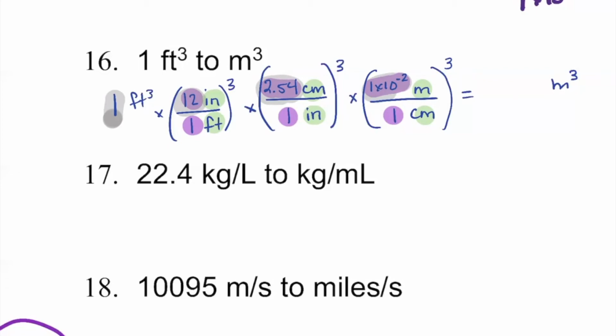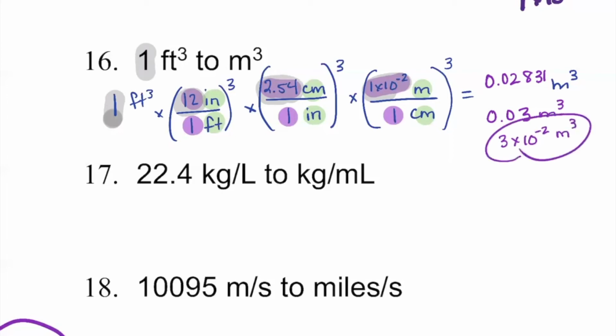So on my calculator, when I do that math out, I get 0.02831. Okay, so I don't have to write the whole number, but that's enough sig figs. So now let's go ahead and take a look at how many significant figures I'm going to want to report. In my question, I have 1 sig fig here. Okay, here we go. So we're going to have to report this number in 1 sig fig. So we can say that it's 0.03 meters cubed, or we can say that it's 3 times 10 to the negative 2 cubic meters. So either one of those answers would work, and that's my final answer.